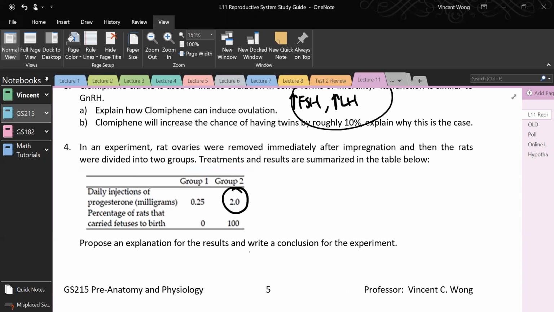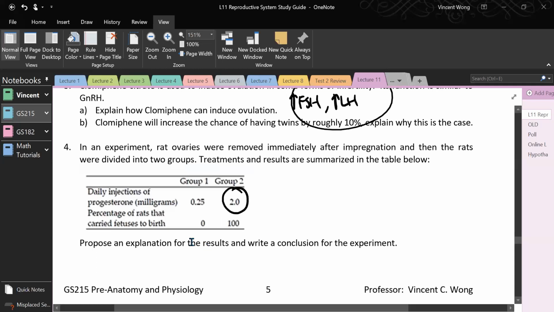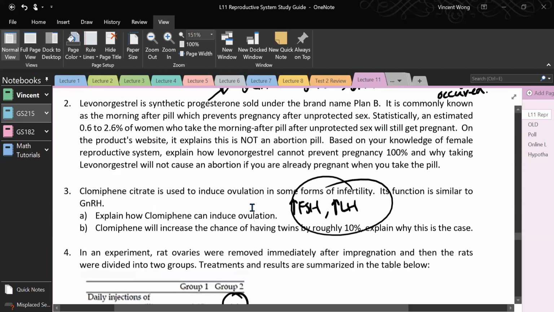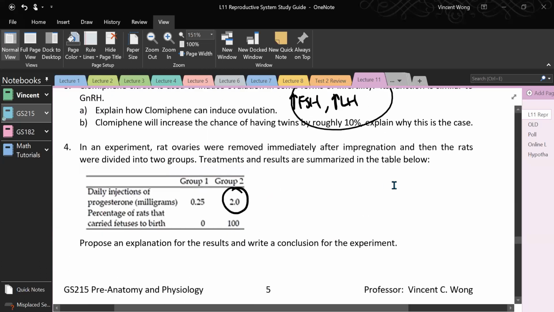Okay. So this experiment shows that you need the ovaries after pregnancy in order to keep the fetus viable. Okay, but only until the placenta has formed. Once the placenta has formed, then it will take over the role of producing progesterone and estrogen, and it's going to be okay. And that is it.